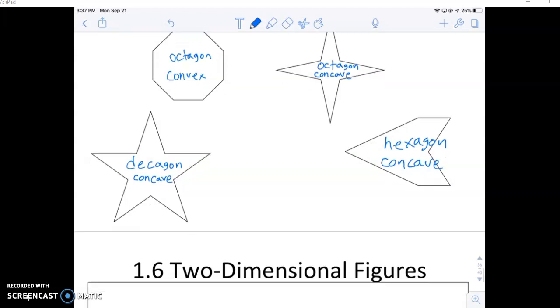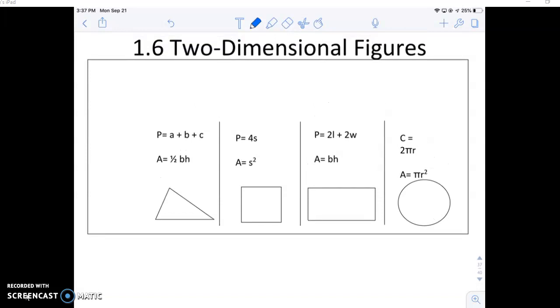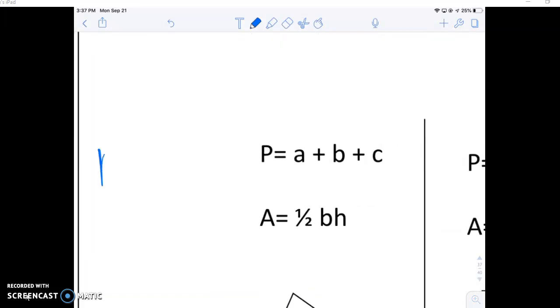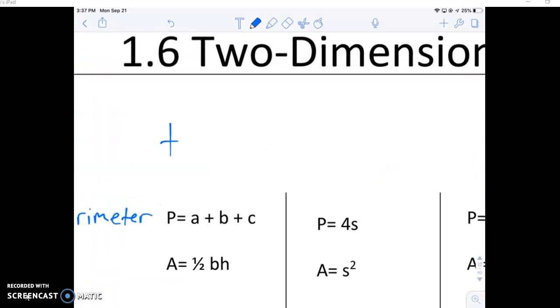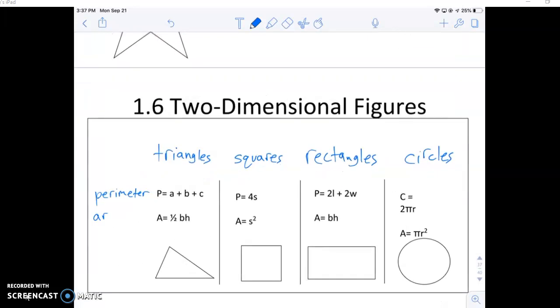Alright, so moving on, next, these are the formulas that we need. So I'm going to write, this row is the perimeter, and this is the area. Alright, and then these are the formulas for triangles, for squares, rectangles, and circles. Alright, that might be a good idea to pause it there and just copy all of that information down, stuff that we need.